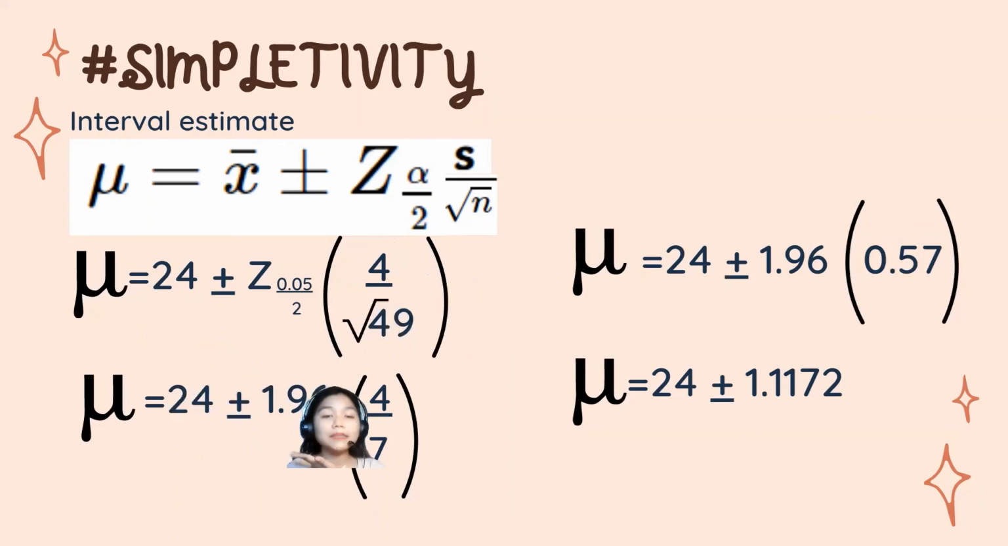So 24 plus minus 1.96. So we are actually getting this value from the Z table. Later on, we would also know how to actually get and understand the Z table. Times 4 over 7, kasi nga square root of 49 is just 7. So 4 over 7 is equal to 0.57. So 24 plus minus 1.96 times 0.57, the answer is 24 plus minus 1.1172.